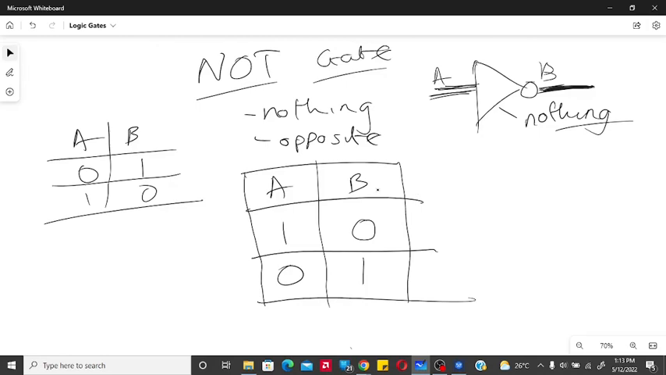Just try to master the truth tables. When you give a logic gate an input, it will give you no output. When you give it no input, that's when it gives you an output. So that was a very simple explanation of how a logic gate works, with the NOT gate as an example.